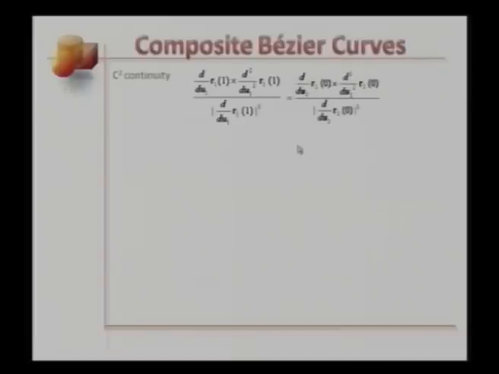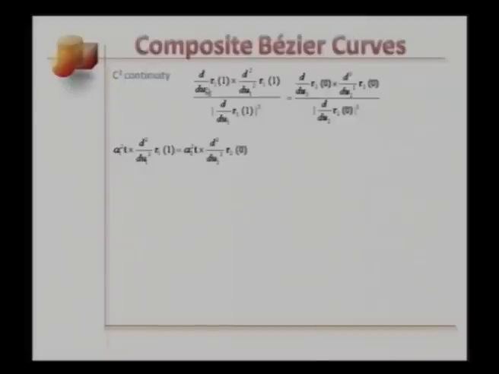Likewise, the expression for curvature for the second Bézier segment evaluated at U2 equals 0 can be similarly computed. And for C2 continuity, these two expressions have to be equal. In a sense, curvature at the junction point should be unique.